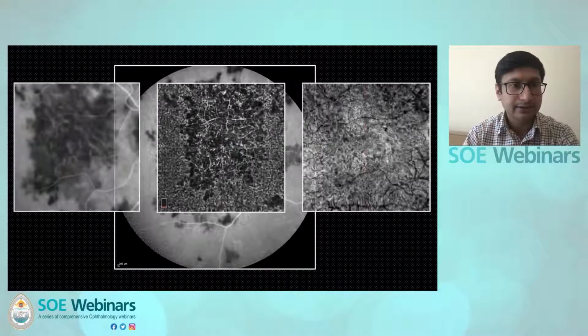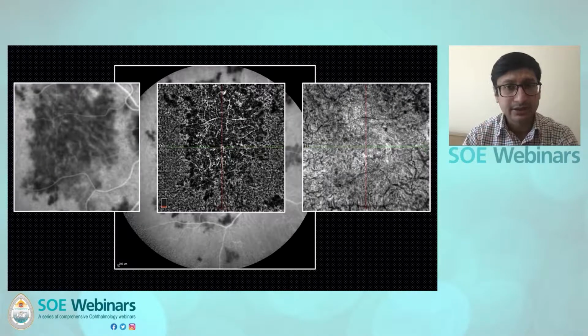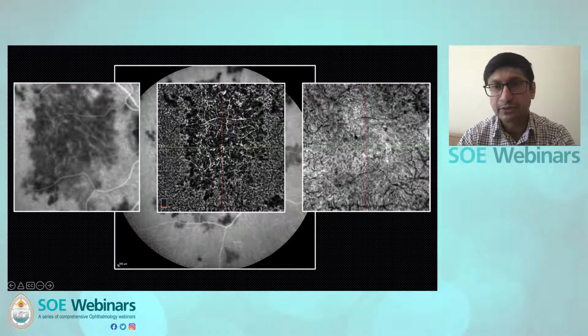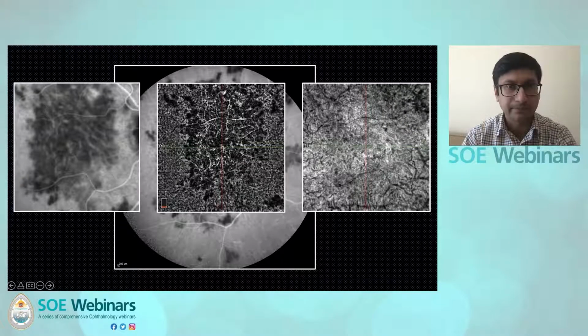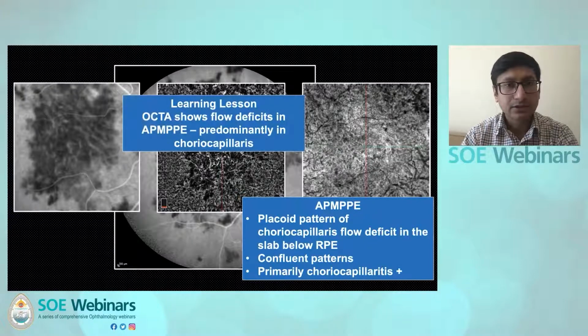And if you look at the ICG and compare it with OCT angiography, you can see here that there is clear demarcation of the hypofluorescent areas on OCT angiography. There is no signal, flow deficit here. You can see there is no shadowing, no artifacts, and you can actually see the area much more clearly on OCT angiography. So this confirms that there is a choriocapillaritis. You have a placoid lesion which is involving the center. So OCT angiography shows you flow deficits in MPE, predominantly in the choriocapillaris.